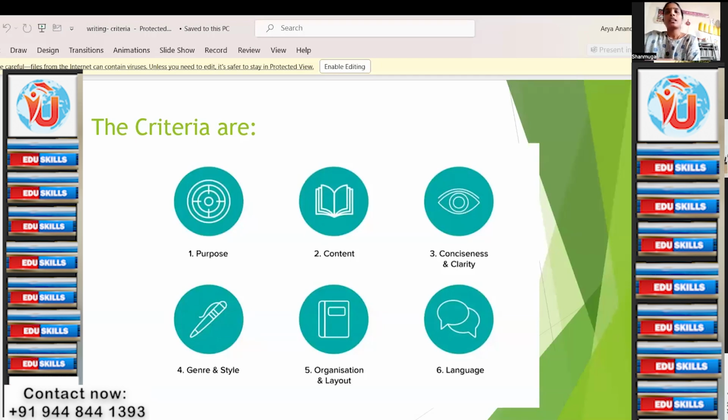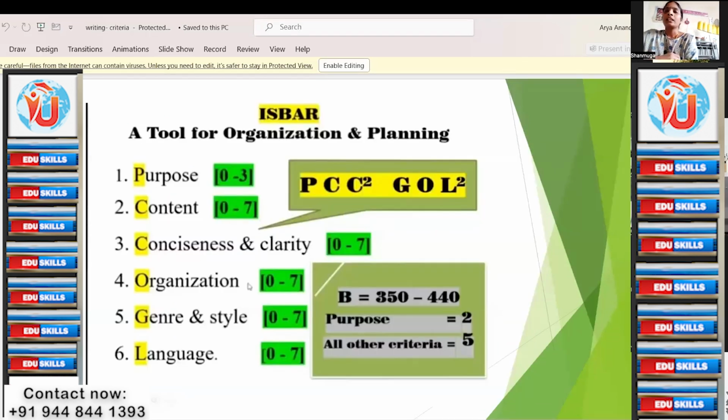When it comes to the writing criteria, we will have 6 criteria. Based on these criteria, your letter will be scored. So the first one is purpose, and the second one is content. The third one is conciseness and clarity. The fourth one is genre and style. The fifth one is organization and layout. The sixth one is language. Each criterion has a 0 to 7 score except the purpose. Purpose has 0 to 3.